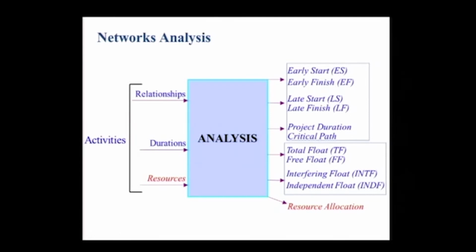But given relationships and durations, these are the outputs we get from network analysis: early start, early finish, late start, late finish, the project duration, and the critical path or critical activities. We have a series of floats or slacks, which are total float, free float, interfering float and independent float. What we are going to cover in network analysis is to illustrate what each of these means and how they are calculated. In this session we will primarily talk about the times: the early start, early finish, the project duration and the critical path.